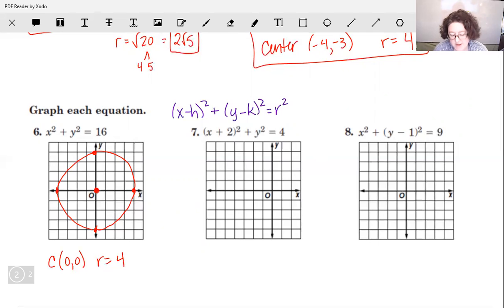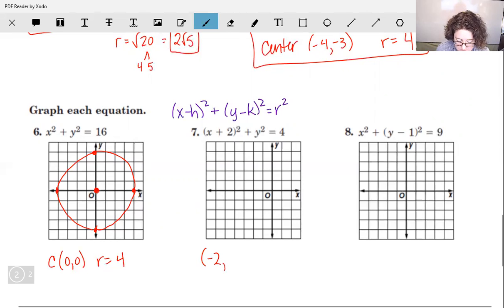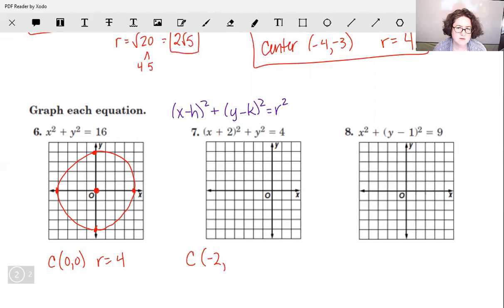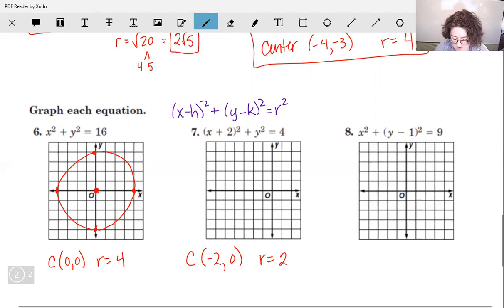Okay, number 7, x plus 2. So what should be your x coordinate for that to get a plus 2 if you have x minus h? That should be a negative 2. So that's our center. And then what about y squared? Means your y coordinate is really 0. Okay, if 4 is your radius squared, that means your radius has to be 2. So graph the point negative 2, 0. There's your center. And then count 2 out in each direction. So 2 right, down, left, and up, and connect your points.